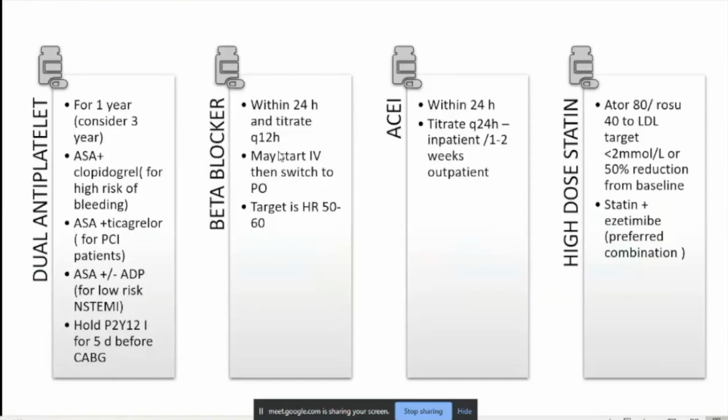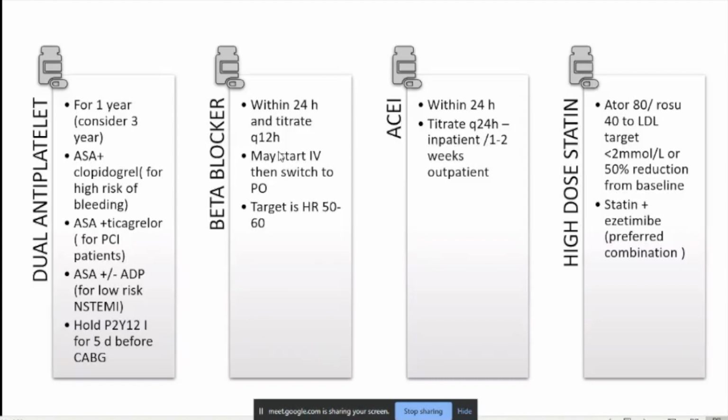Now let's have a look at what the dual antiplatelets usually used are. What is the duration we give? At least 1 year. It is better to consider 3 years, but at least for 1 year we have to make sure that the patient is on dual antiplatelets. So what is the best choice always? For high risk of bleeding, we start the patient on aspirin and clopidogrel. For PCI patients, we give aspirin and ticagrelor. Ticagrelor has a high risk of bleeding. That is the reason we don't give it in high bleeding risk patients, but we give it for the PCI patient.